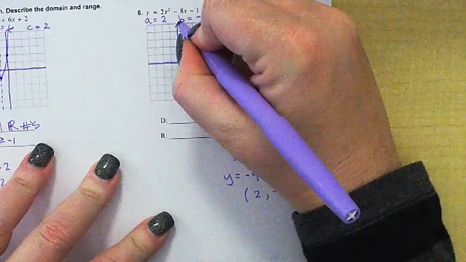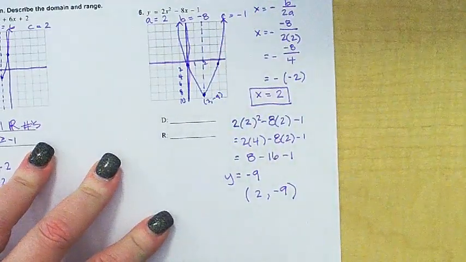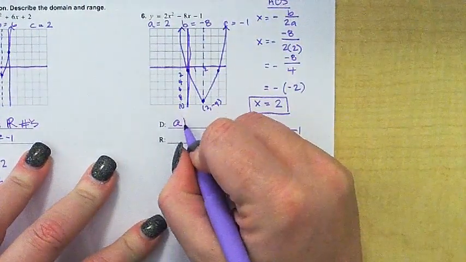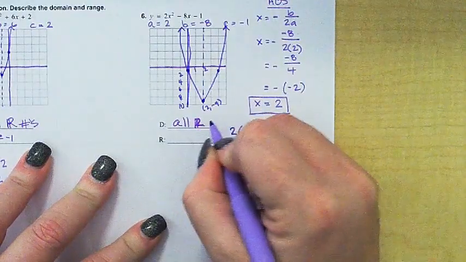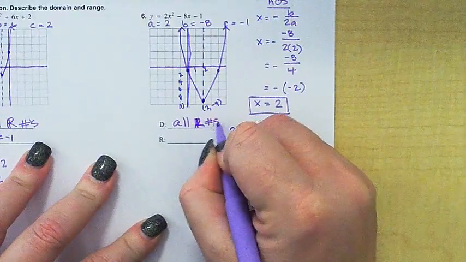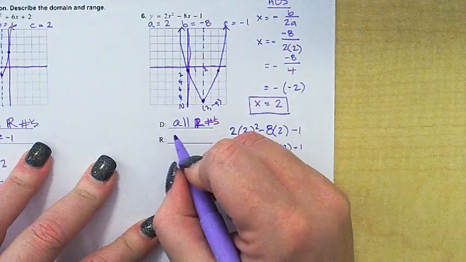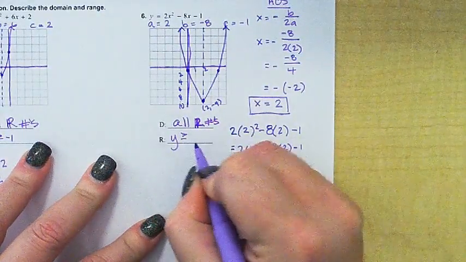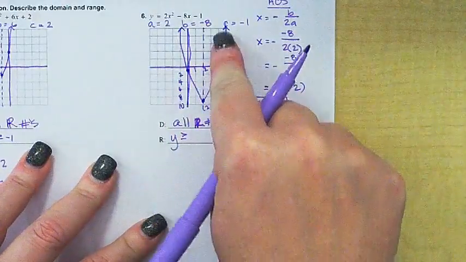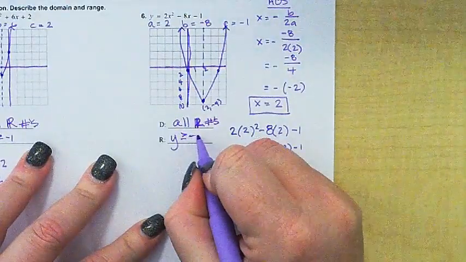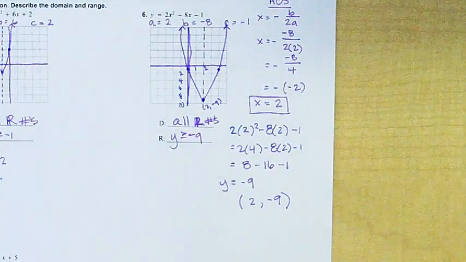So again, our domain is all real numbers, and our y value is going to be y is greater than or equal to -9, because again it opens up, so it has to be everything larger than -9.